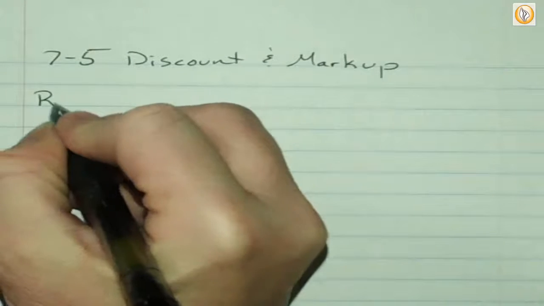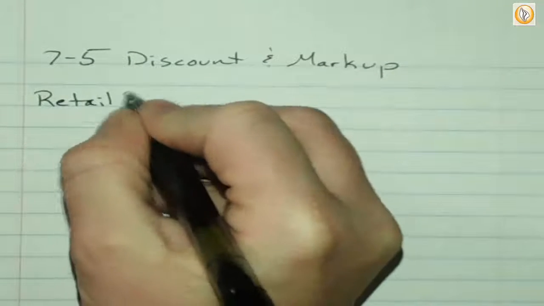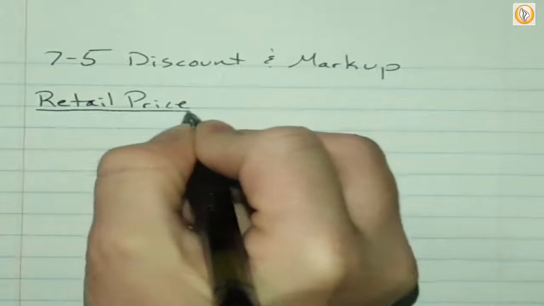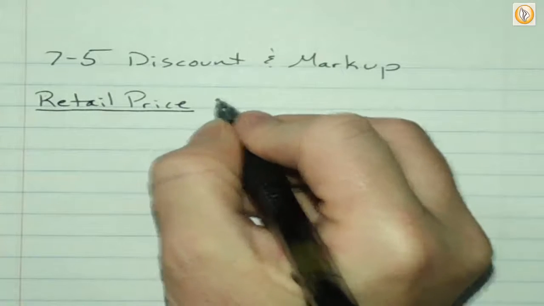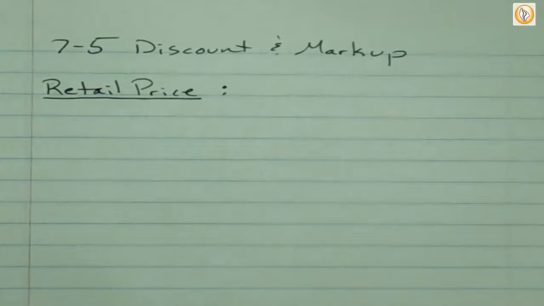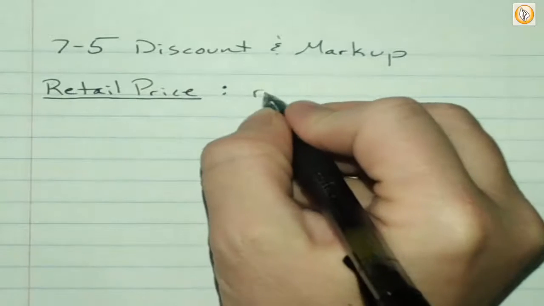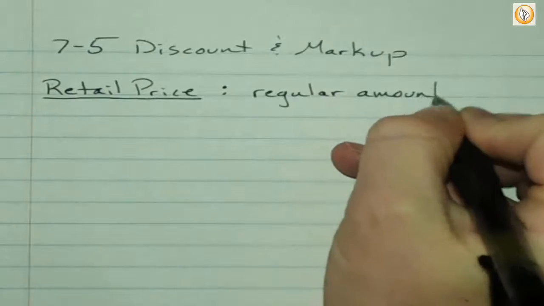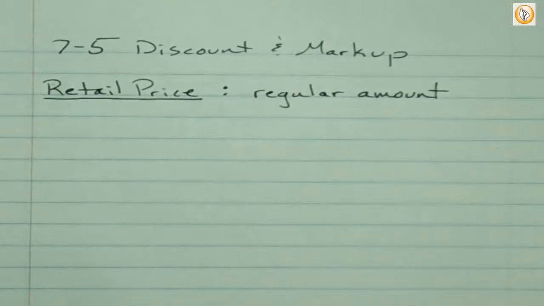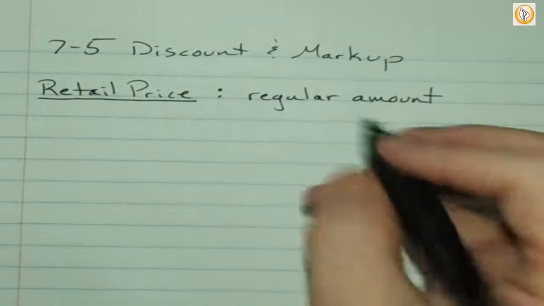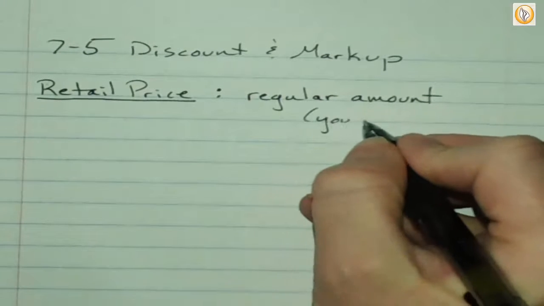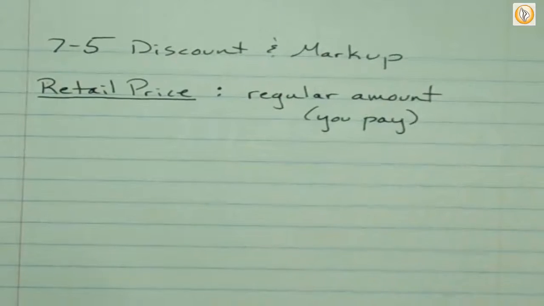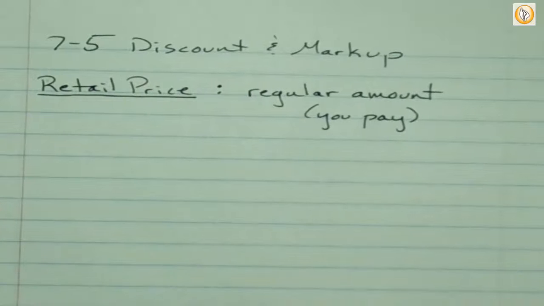All right, retail price. Oh, this is like money. Yeah, this is real world. Retail price is the regular amount. That's how much you pay, aside from taxes. Like if you go to the store right now and a shirt is $25, the retail price is $25.